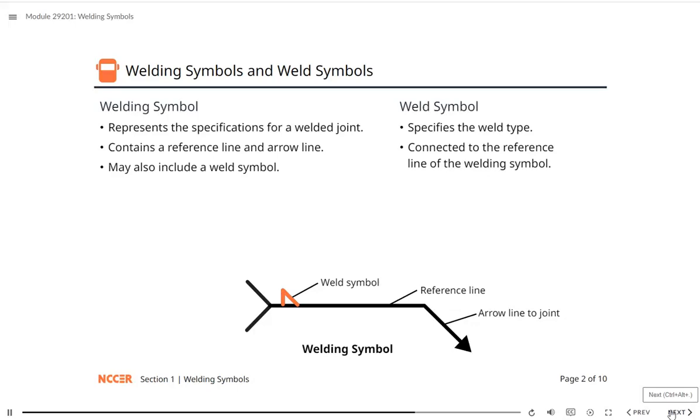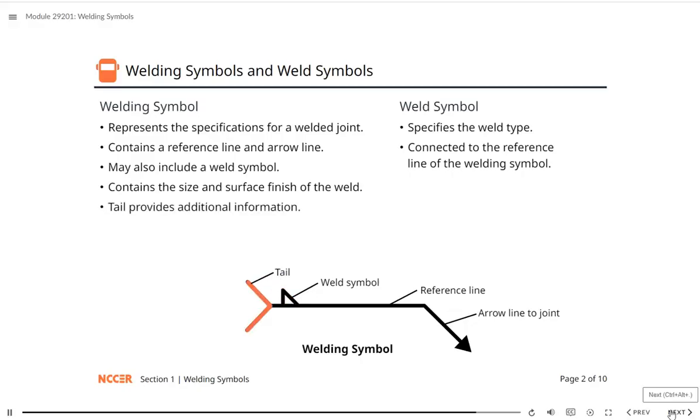The welding symbol also contains information on the size of the weld, as well as its surface finish. The tail of the welding symbol is where additional information about the weld can be found, such as the welding and cutting process, or which electrode type to use.